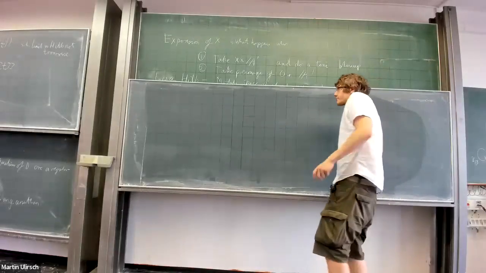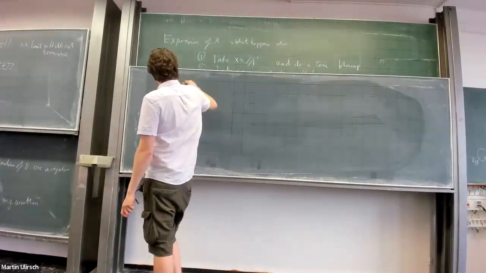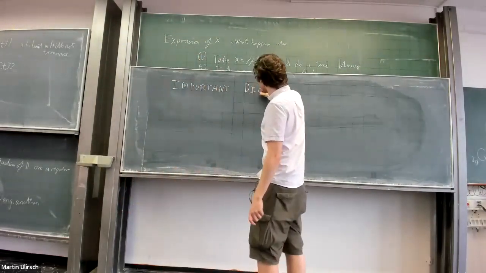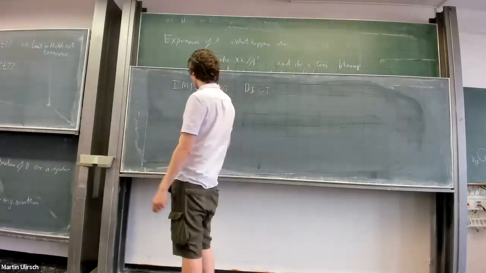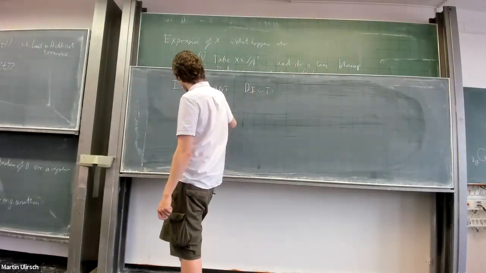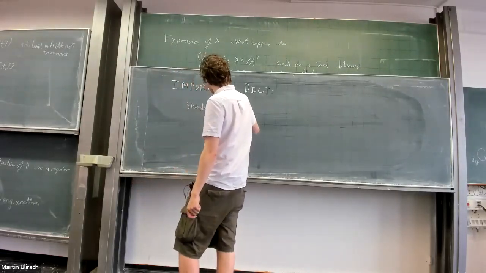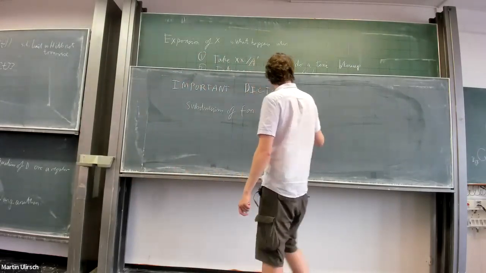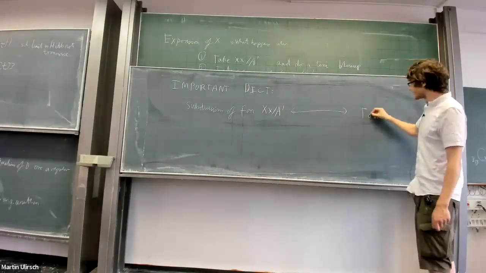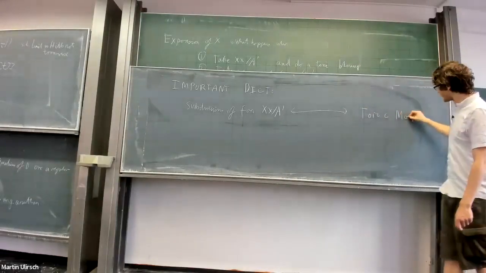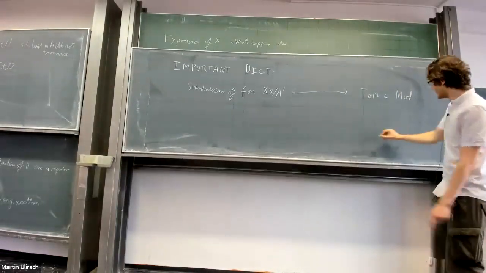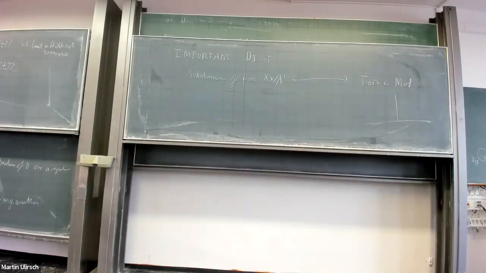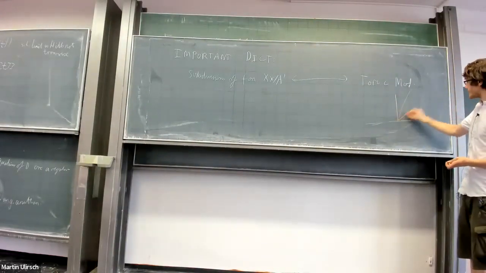Now there's a dictionary between subdivisions of fans of X times A1. That's the same thing as a toric modification. Okay, so let's do the P1 example. The fan of P1 times A1 looks like this. And then I do some toric modification.